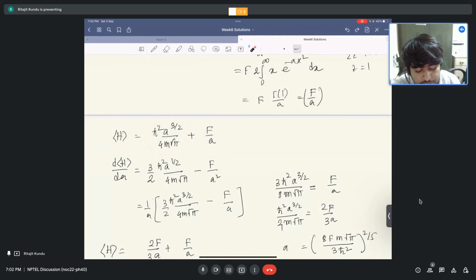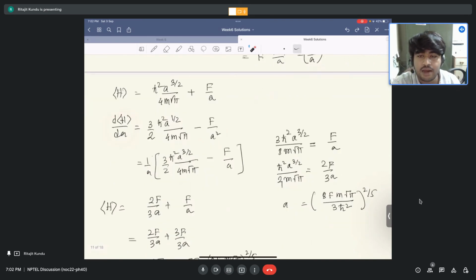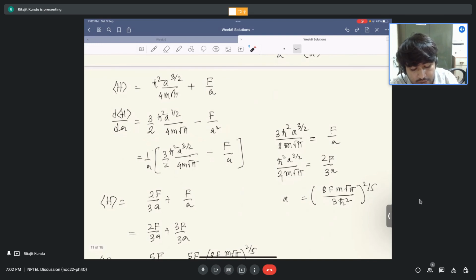So what I have done here is, I have added h bar square, because this momentum operator has h bar, and we are calculating p square, so there is an h bar square. These are the things which came from the p square average, and additionally there is also f by a, which is from the potential. Now what we will do is take the derivative of this Hamiltonian with respect to a, where a is our variational parameter in this case, set it to 0 and solve for a.